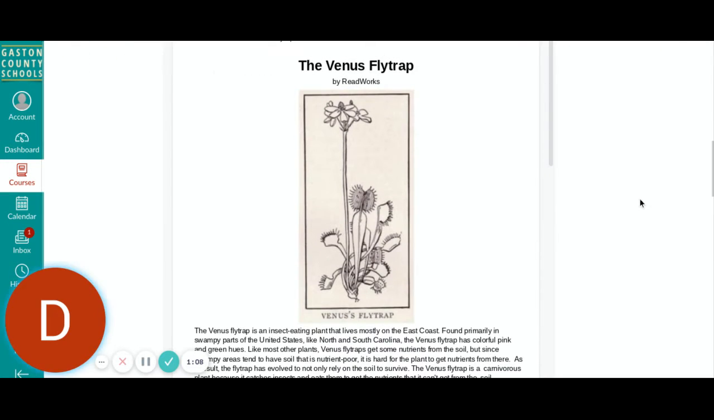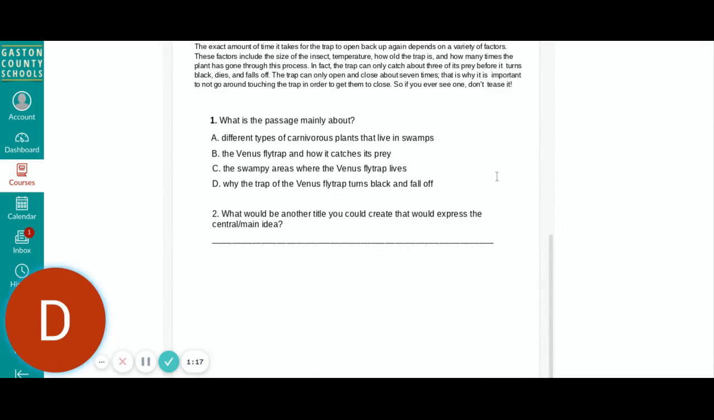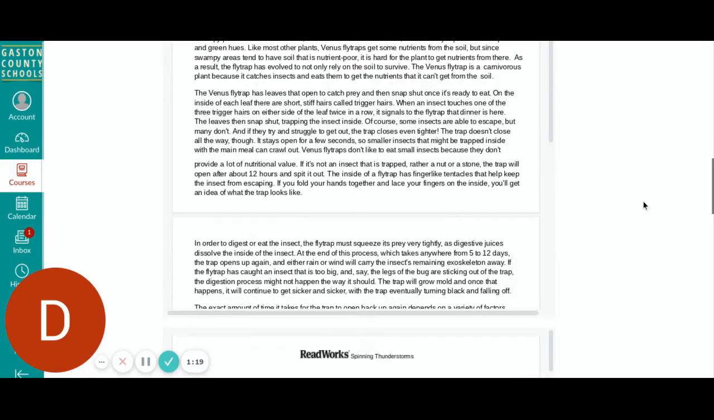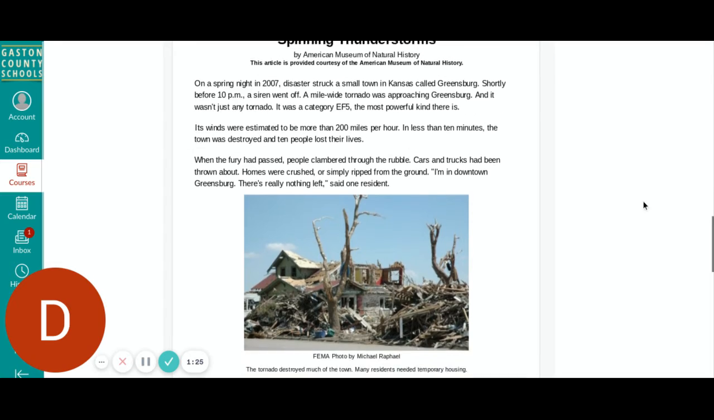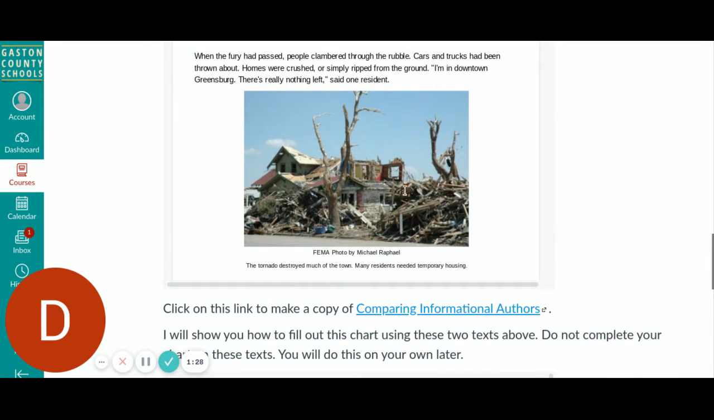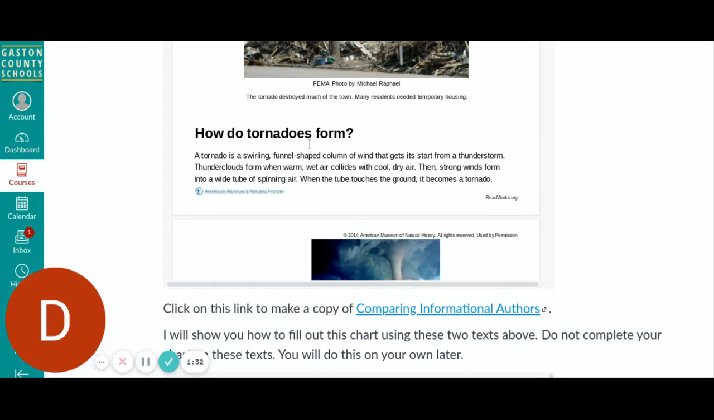Okay, Venus flytrap. I see a title. I see a picture, an illustration, and a caption. Okay, I'm looking for any other text features. I don't see any more. Then I'm going to scroll down to spinning thunderstorms, and I'm going to say, I see a title. I see illustrations and captions. This one has headings, which is different from the other one.